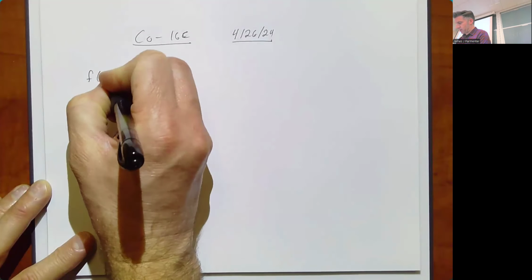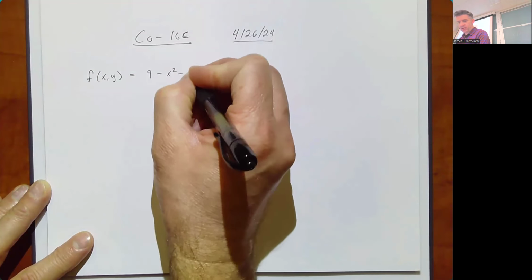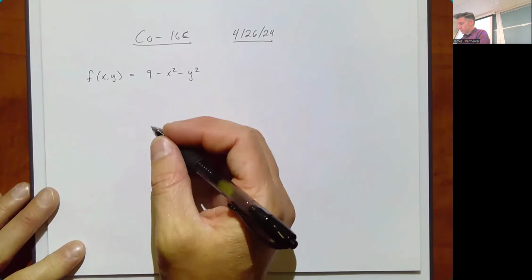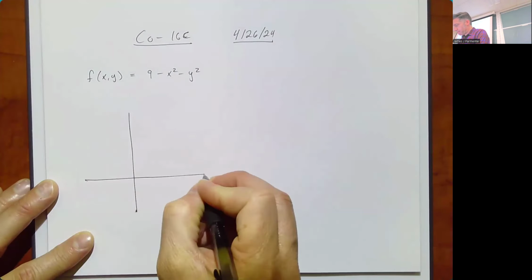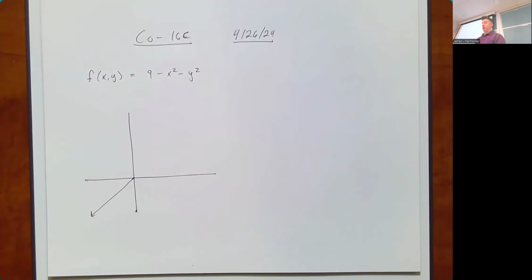Let's look at the function f of x, y equals 9 minus x squared minus y squared. This is a downward opening paraboloid. I usually think of it as kind of like a mountain, so I'm going to draw it here. What I'm thinking about as I draw this is drawing all the traces.